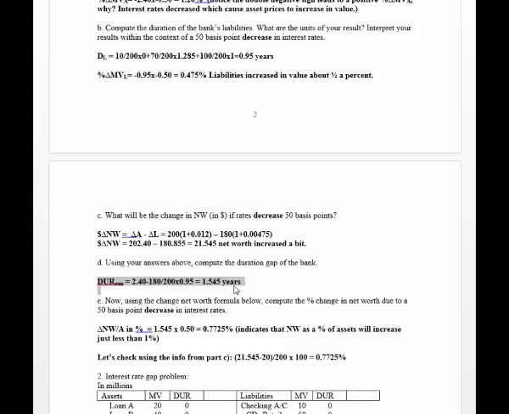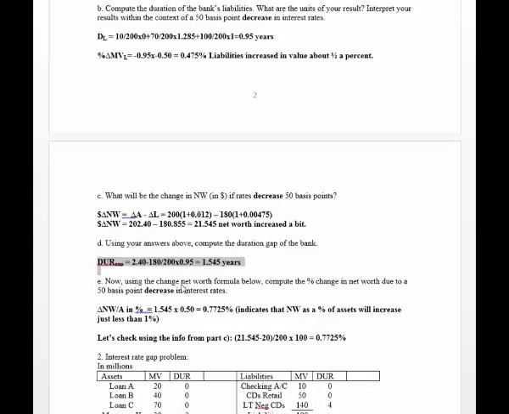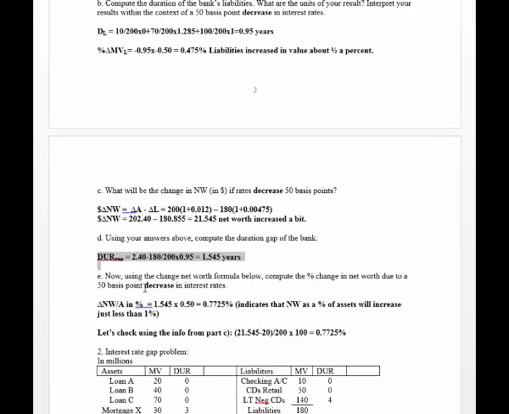Now, use that duration gap calculation to confirm what we calculated above. We're assuming a 50 basis point decrease in rates again. The change in net worth relative to assets, in percent, will be the duration gap we just calculated times the 50 basis points, and that means we will have an increase of 0.7725 in net worth. It's about a 0.75% change in net worth. How do we know that? We can check it. Our equity went from 20 to 21.545 over 200, since it's all relative to assets. So we had a little more than 0.75 percentage point increase in net worth due to that decrease in interest rates.